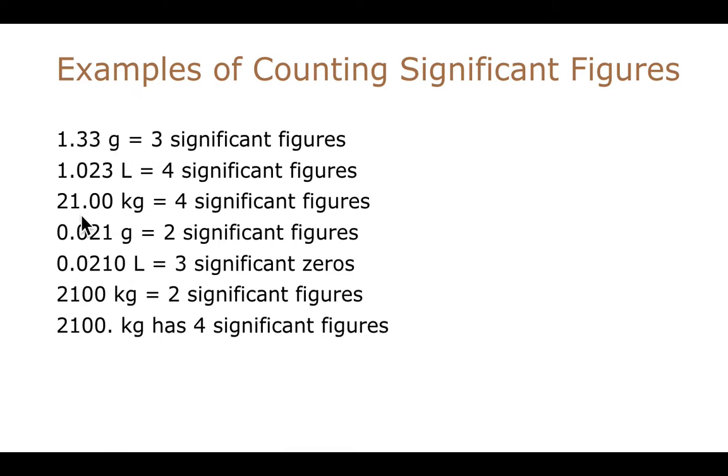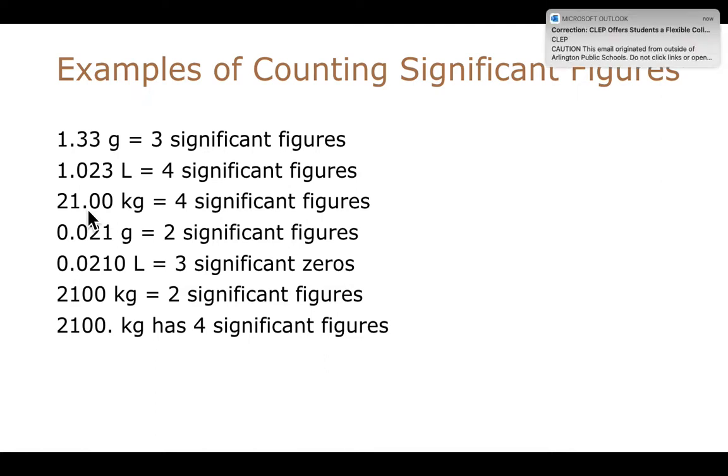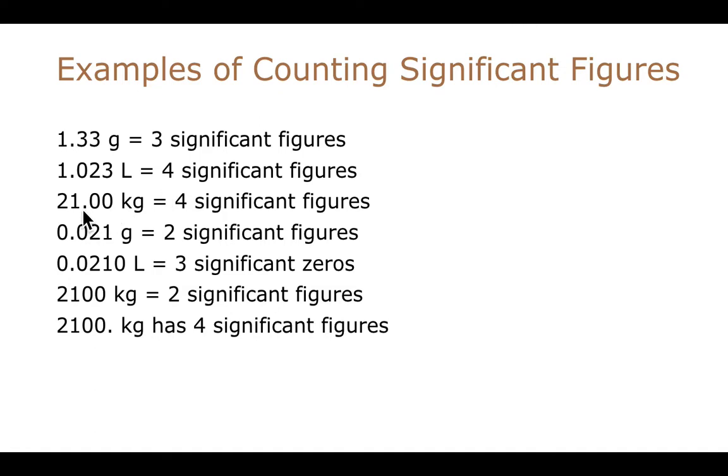We have 21.00 kilograms. Now, we have a trailing 0 right here. This one's captive, possibly, but we have a trailing 0. We have one at the end, a final 0. There is a decimal in this measurement. That means it is significant, okay? So we have 1, 2, 3, 4 significant figures.